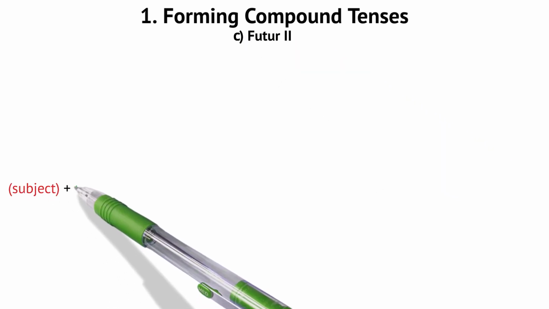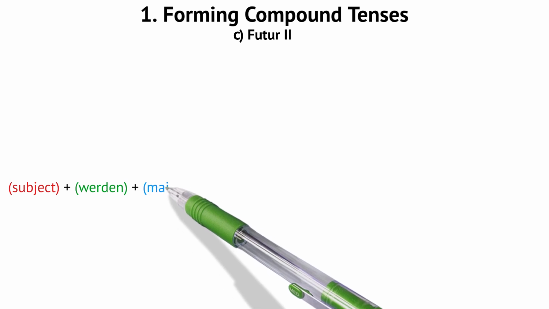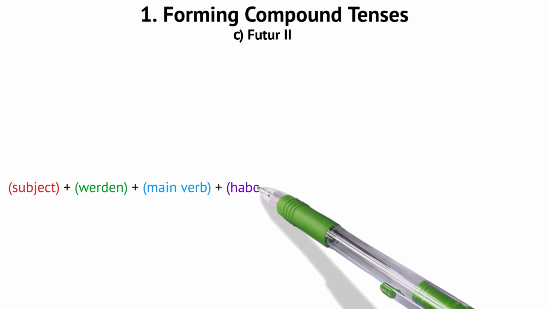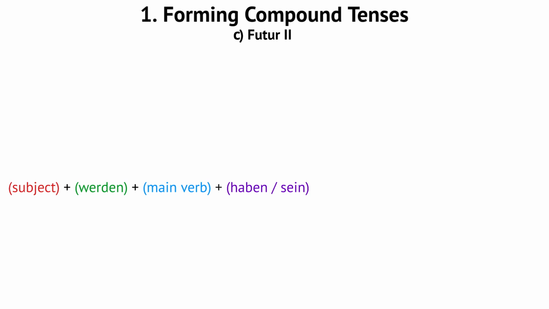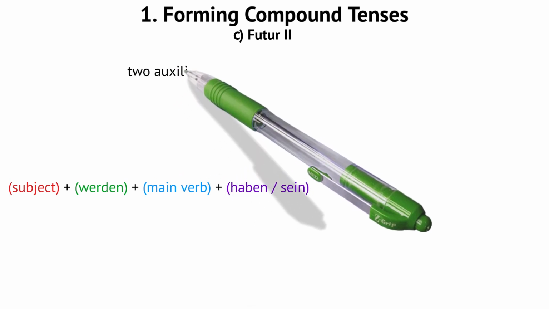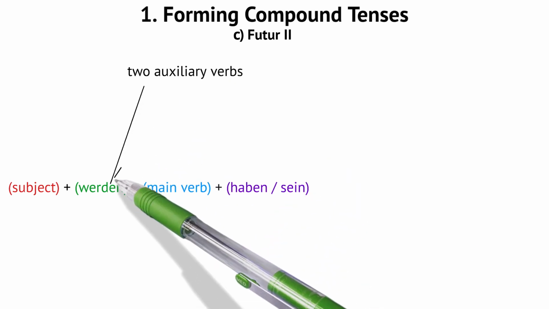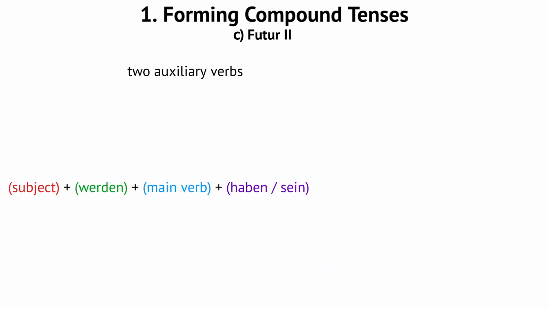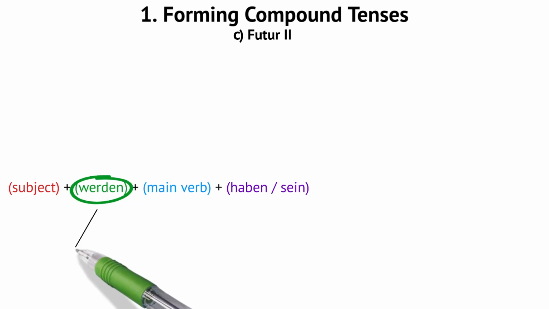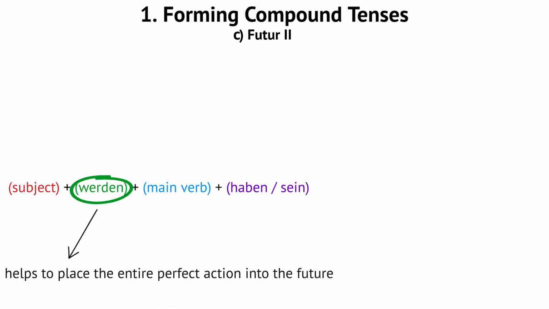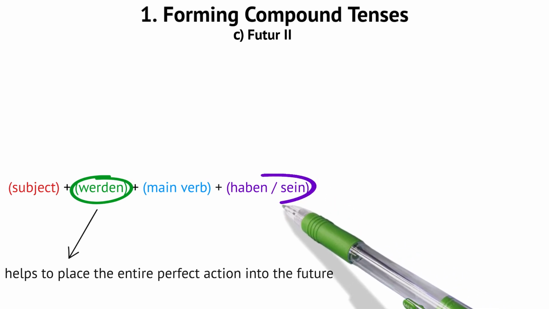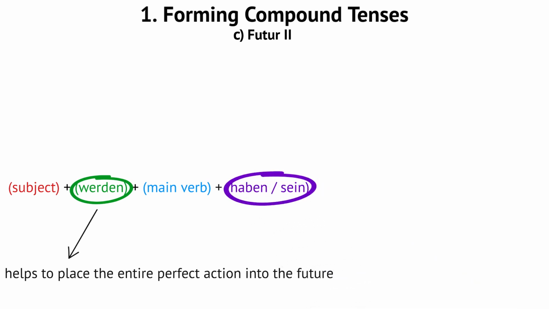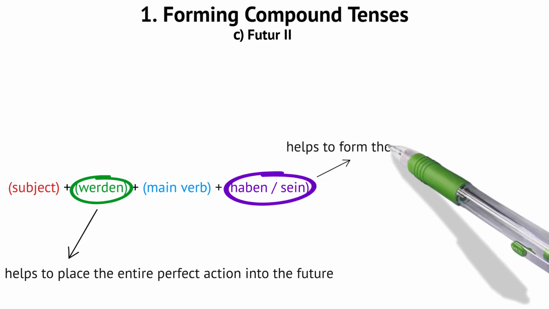Futur II is formed with werden and the past participle of the main verb, followed by haben or sein. In the infinitive, Futur II is the only tense in German which uses 2 auxiliary verbs, that is, werden and either haben or sein. The auxiliary verb, werden, helps to place the entire completed action into the future. The auxiliary verb, haben or sein, helps to form the perfect participle phrase.